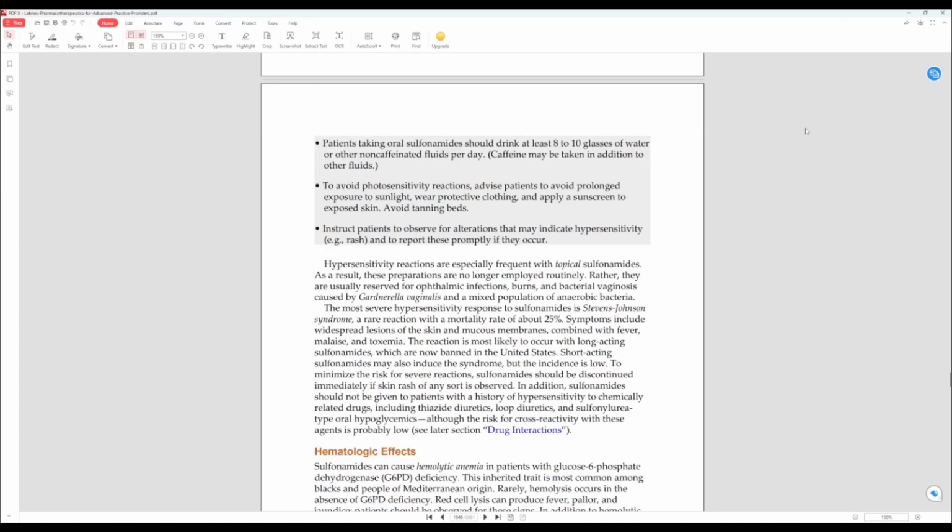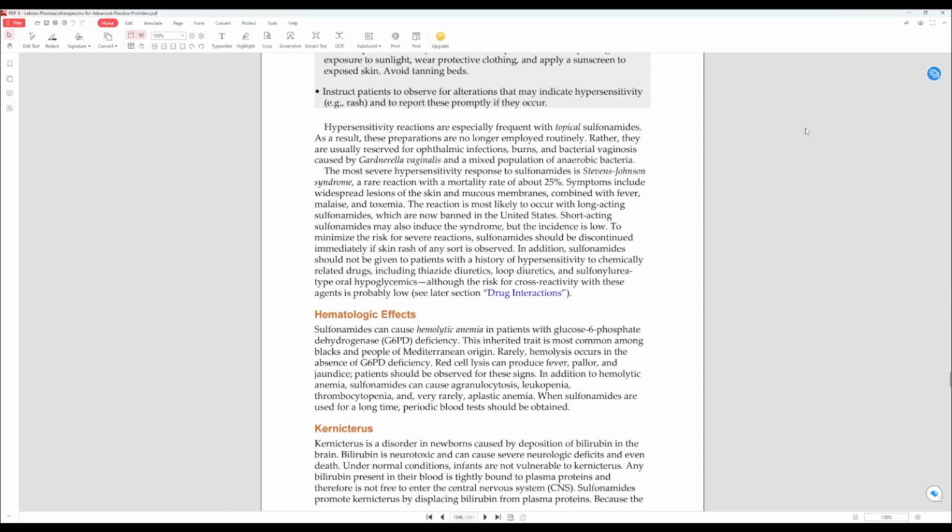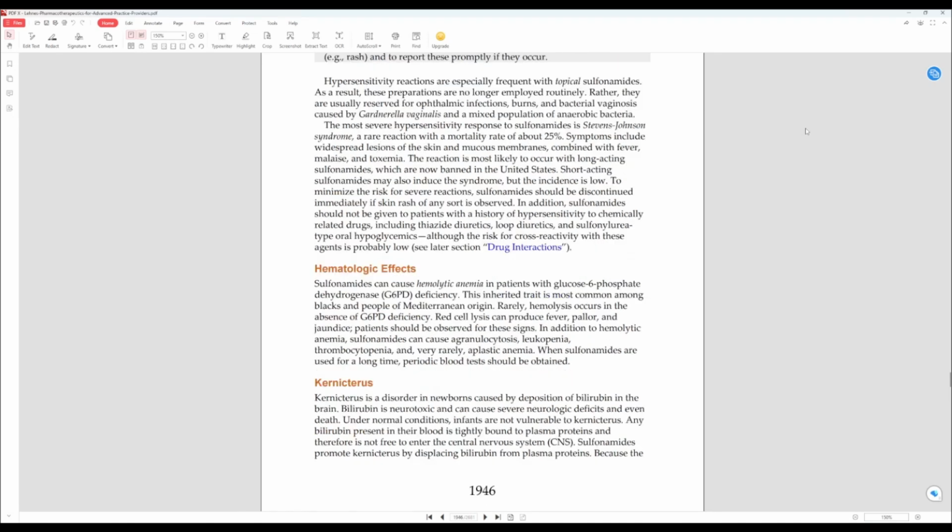Hypersensitivity reactions are especially frequent with topical sulfonamides, so as a result, these preparations are no longer employed routinely. Rather, they are usually reserved for ophthalmic infections, burns, and bacterial vaginosis caused by Gardnerella vaginalis and a mixed population of anaerobic bacteria.